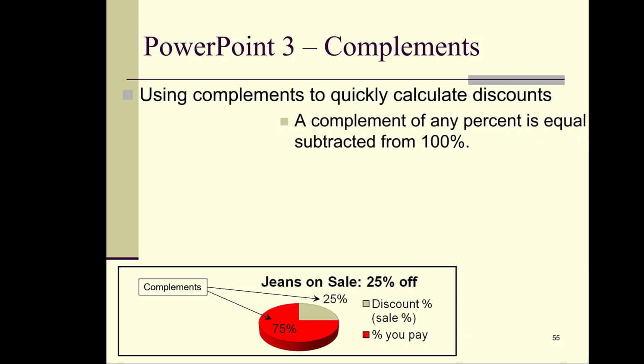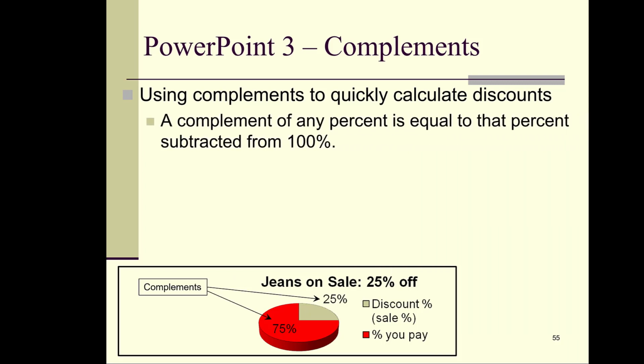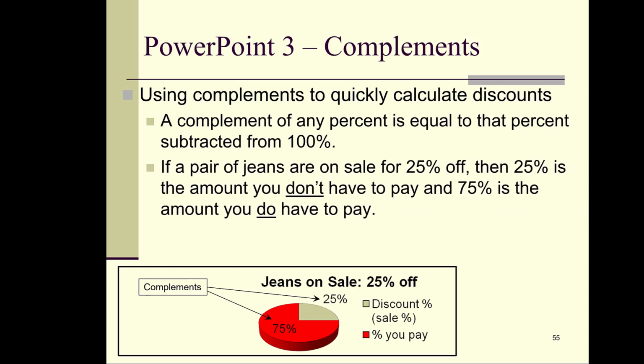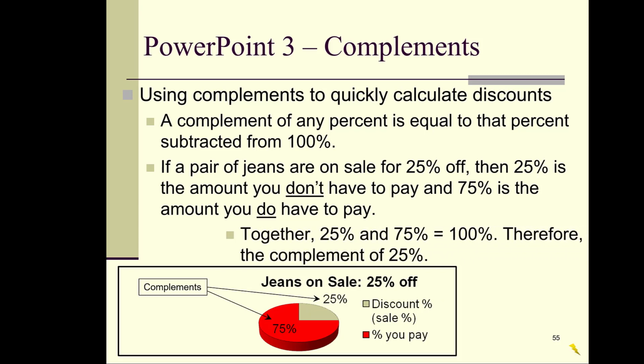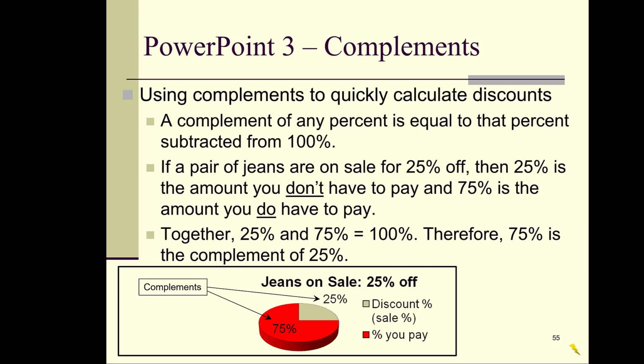A complement of any percent is equal to that percent subtracted from 100%. For example, let's say there's a pair of jeans that are on sale for 25% off. Then 25% is the amount you do not have to pay. Therefore, 75% is the amount you do have to pay. Together, 25% and 75% equal 100%. Therefore, 75% is the complement of 25%.